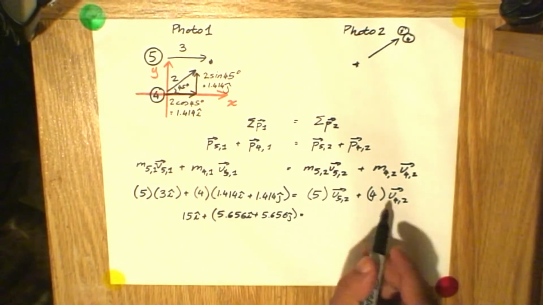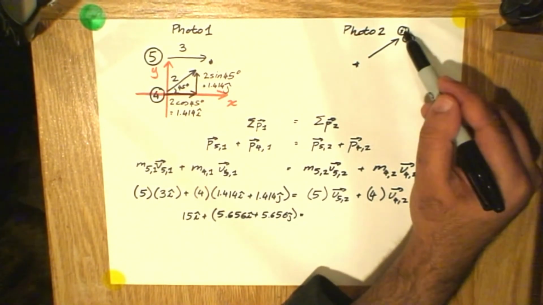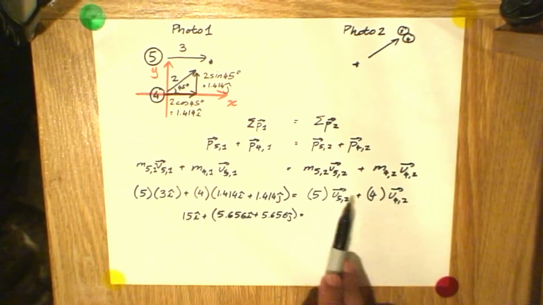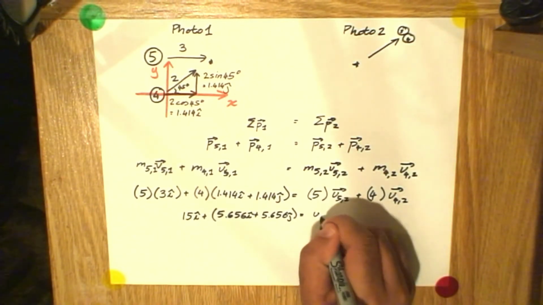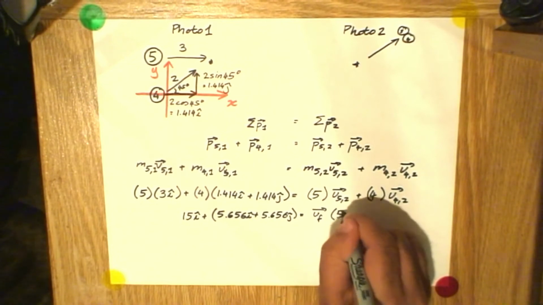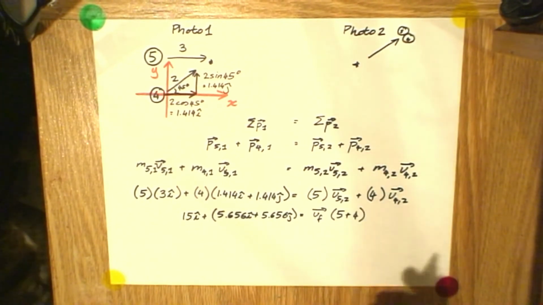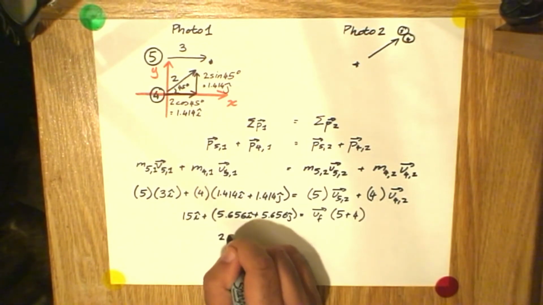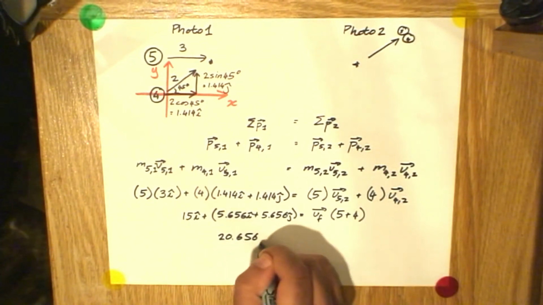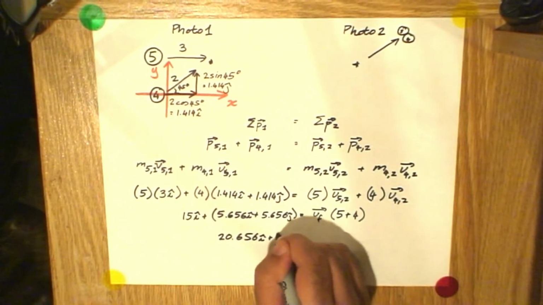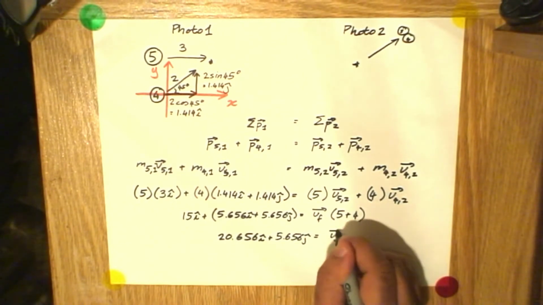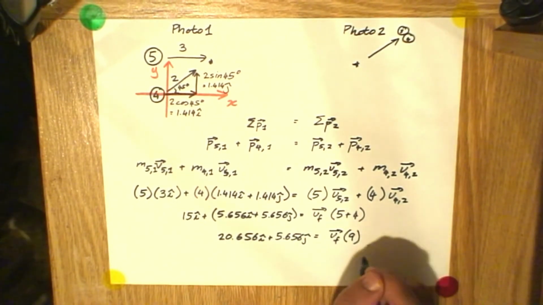And all of that's equal to, the thing to remember is that these two have the same velocity. So that means that these two velocity terms are the same and they can be factored out. We can write it as v final multiplied by 5 plus 4. Simplifying still further, 15 i plus 5.656 i hat is going to give us 20.656 i hat plus 5.656 j hat. And that's going to be equal to the final velocity times 9.